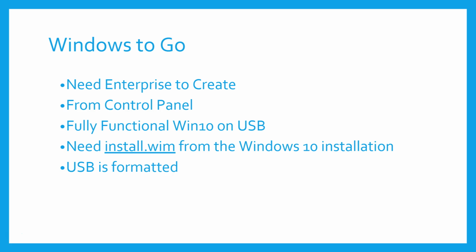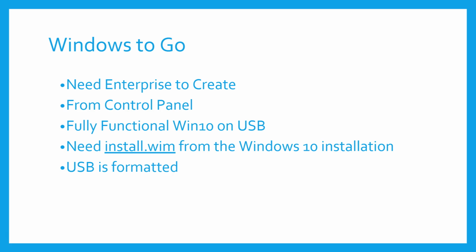And finally, we have Windows to Go. Windows to Go is a nice utility that you need at least Enterprise to use. What happens is from the control panel, on Windows 10 Enterprise or higher, you can create a fully functional version of Windows 10 that runs on a USB. Right, that's pretty powerful. So I can plug that into a device, and if it's set to boot from the USB before the hard drive or anything else, it will boot up with Windows 10 running off the USB.